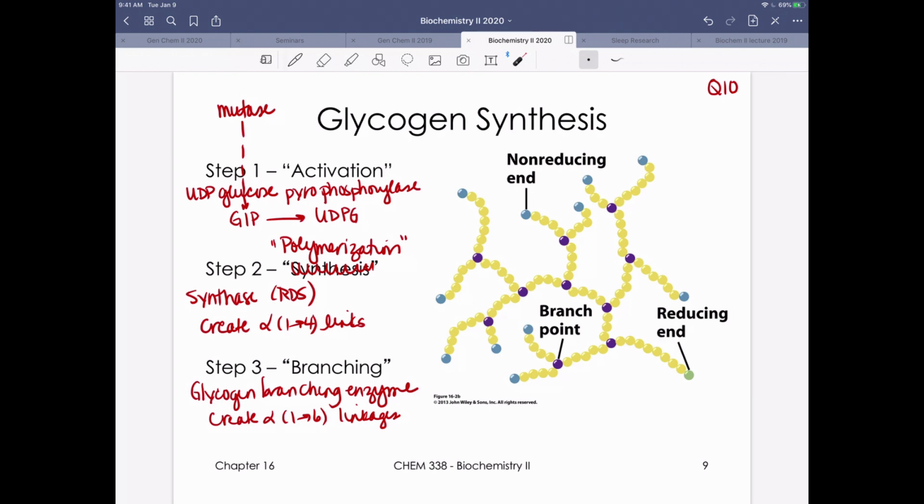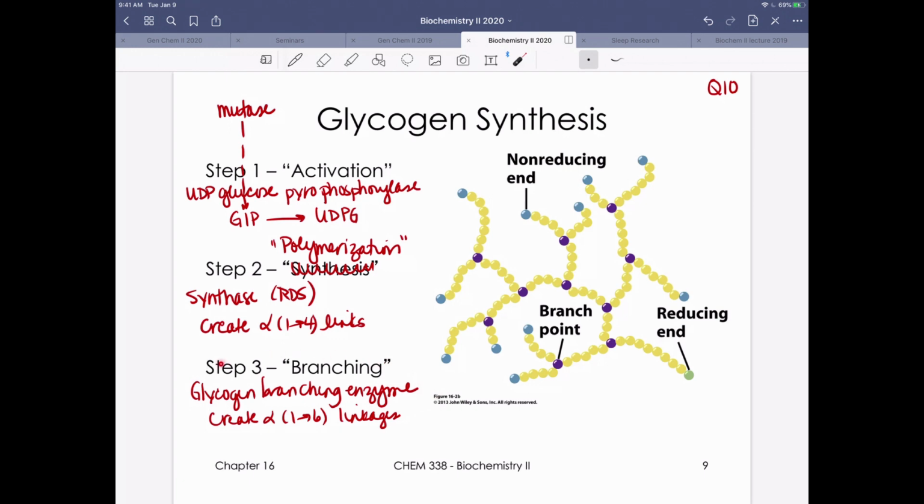We're going to call this step polymerization. The enzyme responsible for it is synthase. Synthase is the rate determining step for the glycogen synthesis pathway, and its job is to create alpha-1,4 glycosidic links. Now remember, if all we did was make alpha-1,4 glycosidic links, we'd just have one long straight polymer of glycogen that would have one reducing end and one non-reducing end. So the final step in glycogen synthesis is branching, because every time we add a branch, we add a non-reducing end.